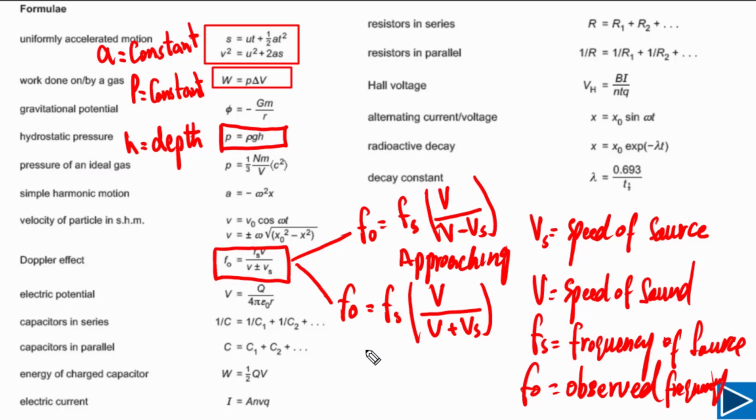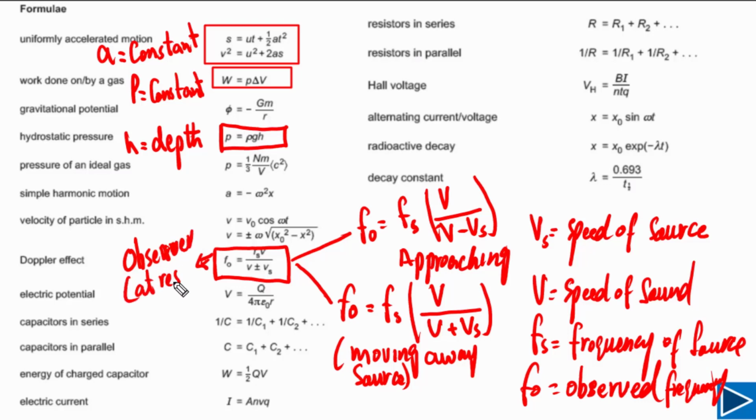Now simply you can see this is for when the source is moving away. When the source is moving away, you can use this one. But this formula is only true if our assumption is that the observer is at rest, meaning the observer in this case is not moving. So this formula is true for when the observer is at rest. Let's move on to the next one.